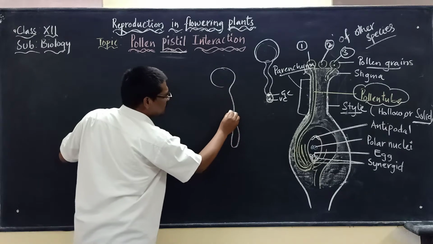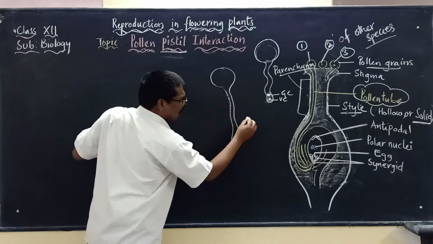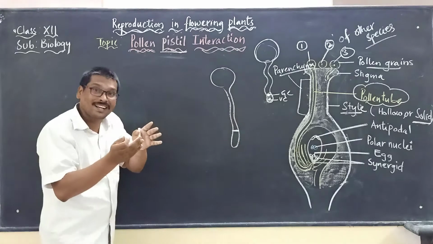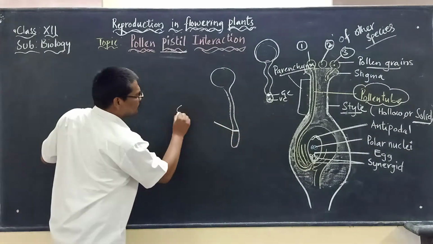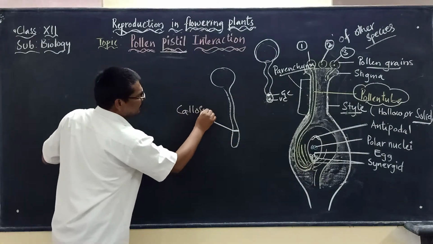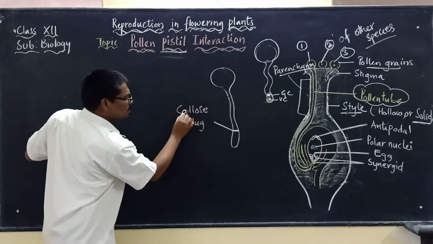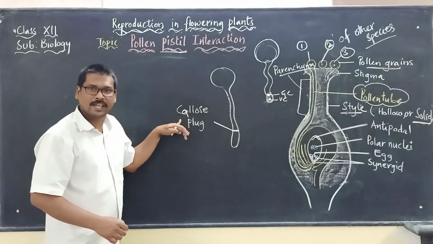If the pollen tube is now elongated, here and there at some points there will be one plug that is formed. We call this plug a callus plug. What is this callus plug? What is the function of this callus plug?